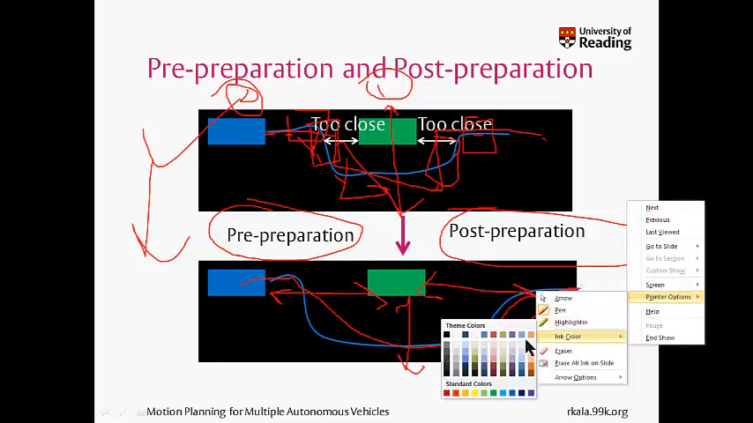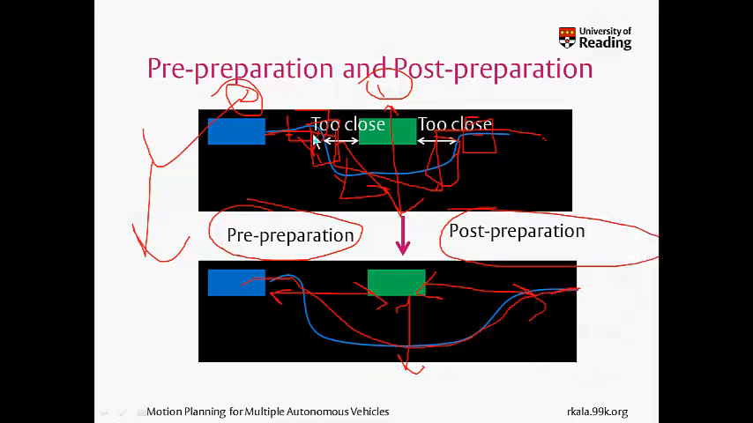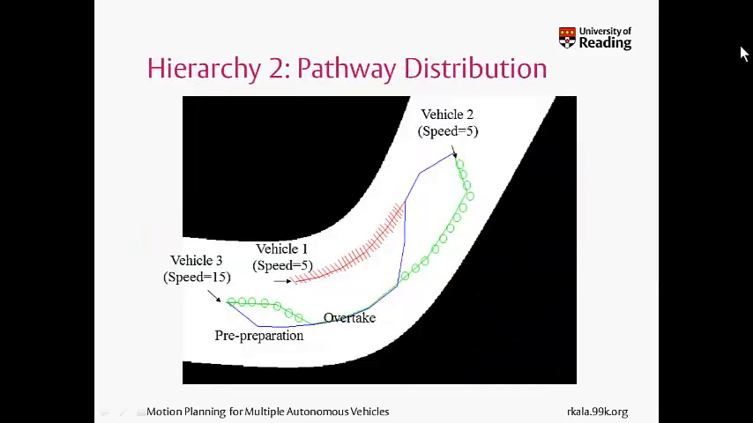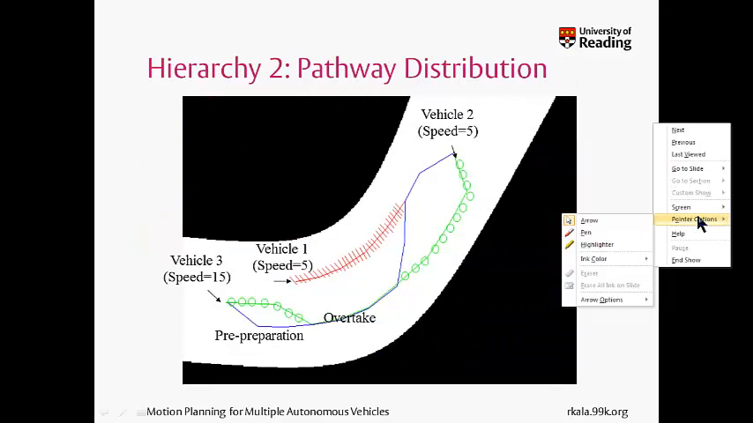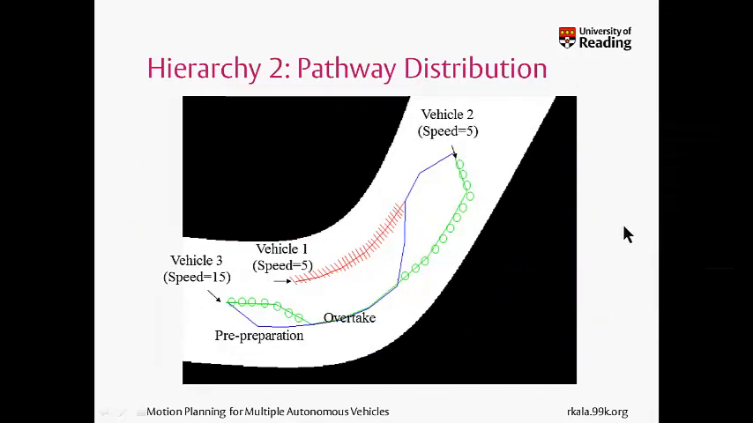Because I'm dealing at the pathway distribution level out here, in place of working with this, I'll transform this into something like this. I'll make it smooth at the pathway distribution level. So there's a small tweak over the algorithm. And because overtaking is something very dear in our research, it's something that we discuss.